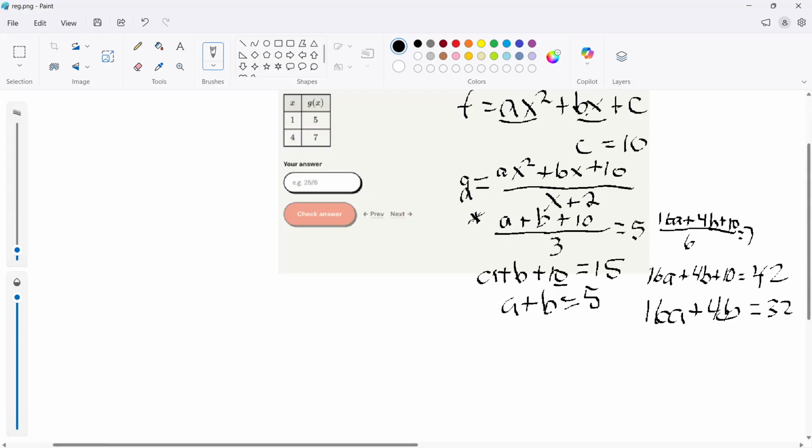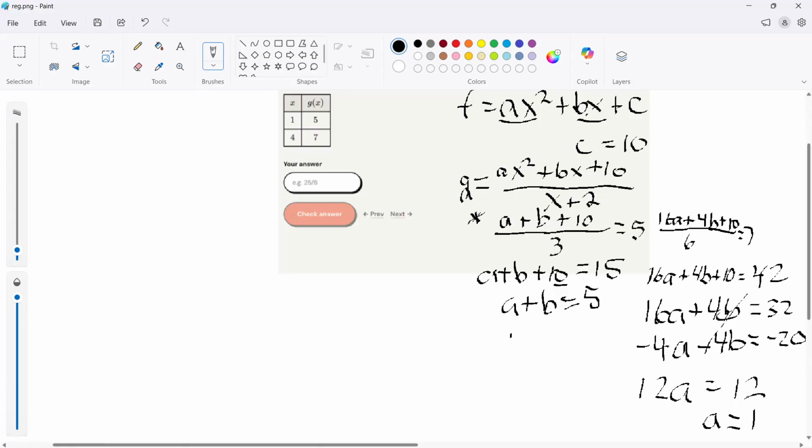I'm going to eliminate the b, so I'll multiply the a plus b equals 5 by minus 4. Minus 4a is minus 4a, minus 4 times a. Minus 4 times b is minus 4b. See, I'm eliminating the b term. Equals minus 4 times 5 is minus 20. 16a minus 4a is 12a, equals, that goes away, 32 minus 20 is 12. A equals 1.